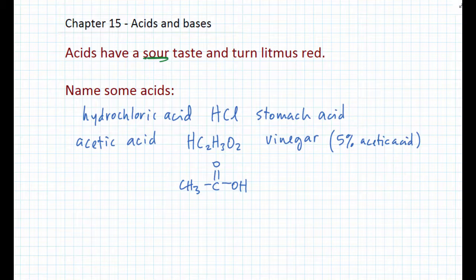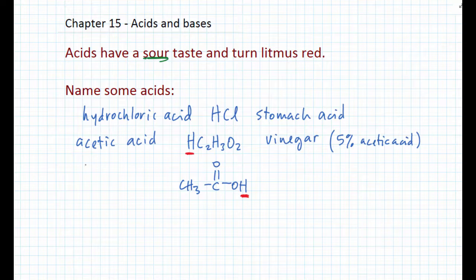The only H that's actually acidic is this one. So what functional group is this? C double bond O, OH, remember? Yeah, this is a carboxylic acid. So this is an organic acid, a carbon-containing compound, and organic acids usually are carboxylic acids. So usually it's written like this because it has the single acidic hydrogen, then the whole rest of it is the acetate ion.